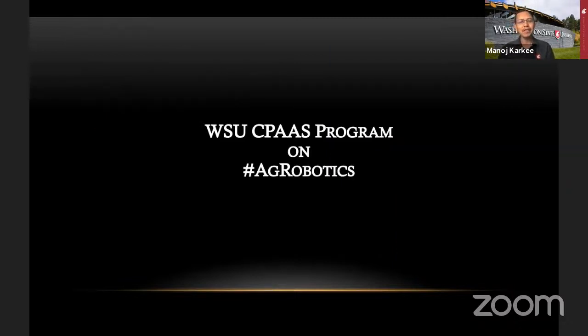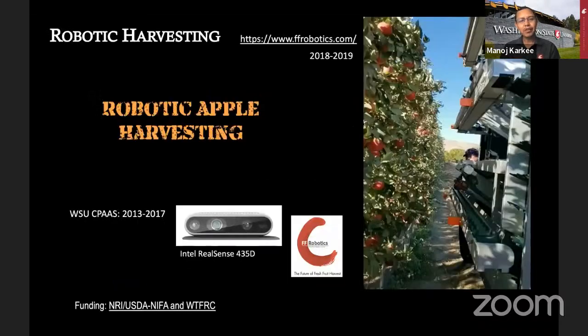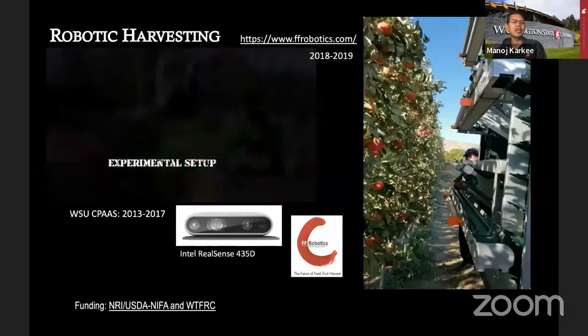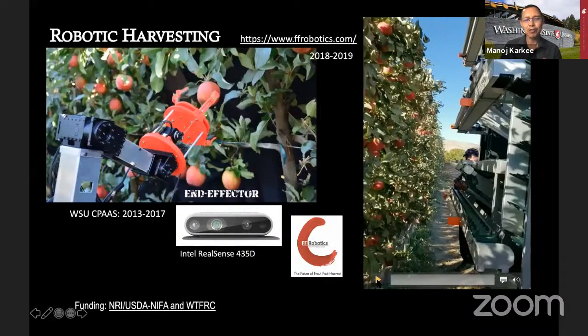To address some of these challenges, my research program at Washington State University has been focusing on various kinds of robotic projects. Certainly it involves machine vision, different kinds of sensing, and other components that go with the robotic systems. But in the next couple of slides, I'll mostly focus on giving you a few examples of the robotic prototypes that we've been developing for different kinds of farming operations. One of the areas I have been working really closely on is robotic apple picking.